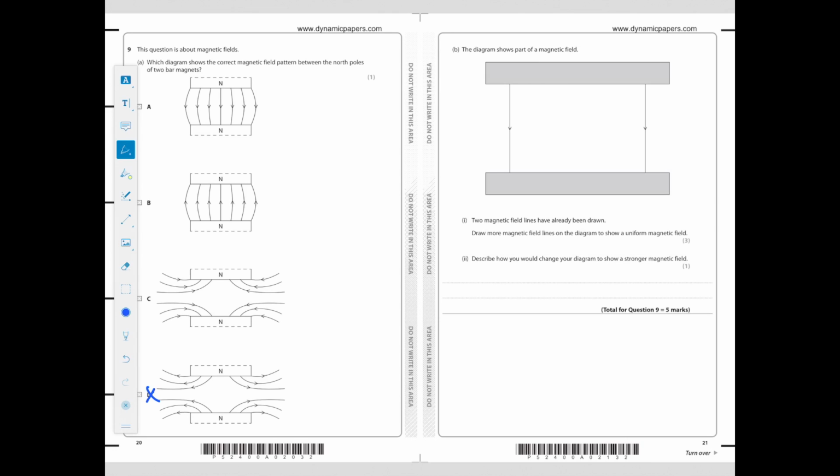The diagram shows part of a magnetic field. Two magnetic field lines have already been drawn. Draw more magnetic field lines on the diagram to show a uniform magnetic field. So the fact it's uniform means that these lines need to be parallel and they need to be evenly spaced. I think that's enough. Describe how you would change your diagram to show a stronger magnetic field, and really you would just draw the lines closer together. So draw magnetic field lines closer together.